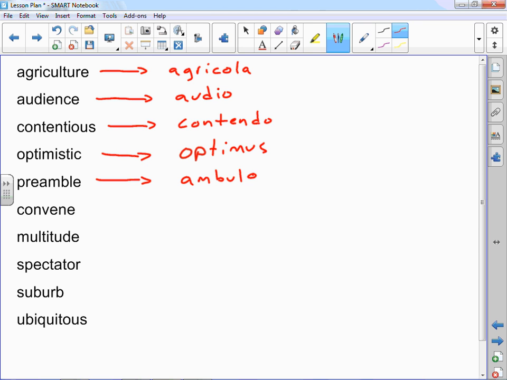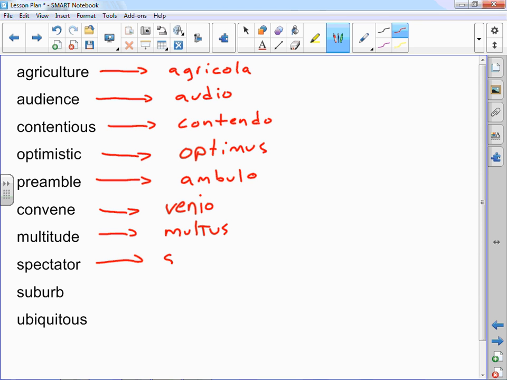Next we have convene. The word that we have in Latin is veneo, which means to come. Co means together, so to come together is to convene or to meet. Multitude from multus, which is much or many. Multitude represents a large group of many people together. Spectator from specto, which means to watch, and a spectator watches.